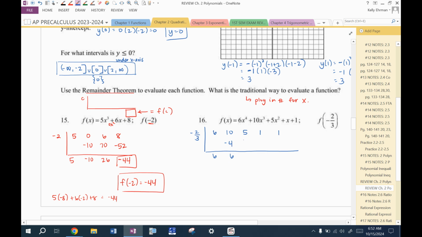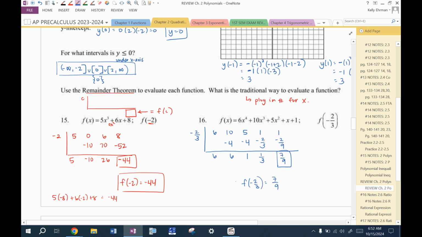Okay, we just did this, so that's negative 4 again. 5 plus negative 4 is 1. Add that to get negative 2/3. 1 plus negative 2/3 is 1/3. Negative 2/3 times positive 1/3 is negative 2/9. And 1 minus 2/9 is 7/9. Okay, so f of negative 2/3 is equal to 7/9.